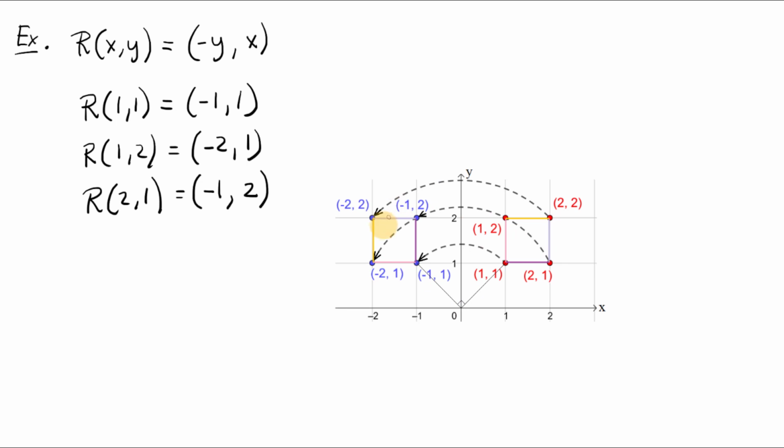So you see that this square here will be mapped to another square. So this is also a congruence mapping. If you had changed the sign here, so instead of the minus sign here, you put it on the second one, then you will have a mapping 90 degrees clockwise instead.